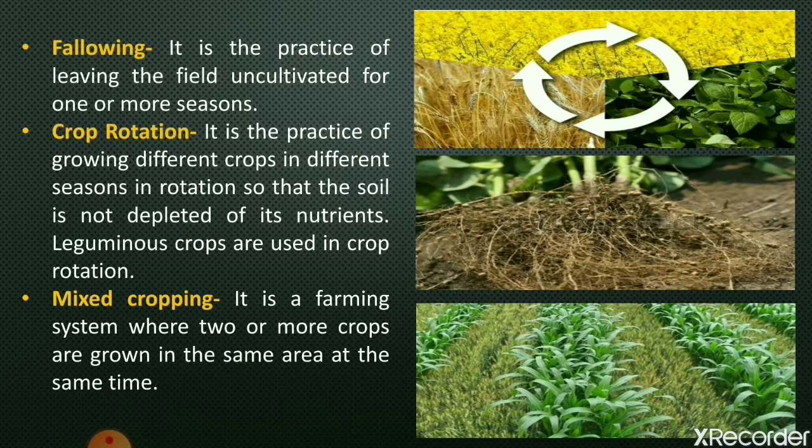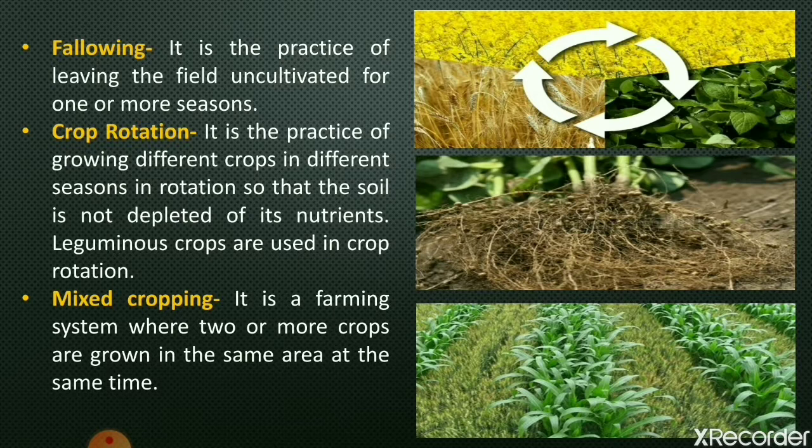So in mixed cropping, when two or more crops are grown simultaneously, at the same time in the same field, then it is called mixed cropping. Mixed cropping is also called intercropping. The crops are selected in such a way that the nutrients required by one crop are provided by the other crop.